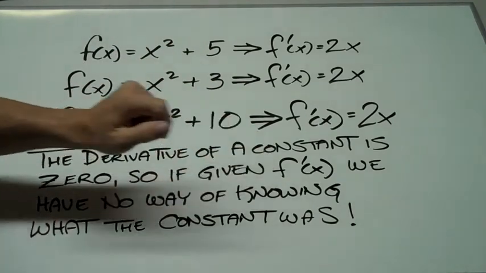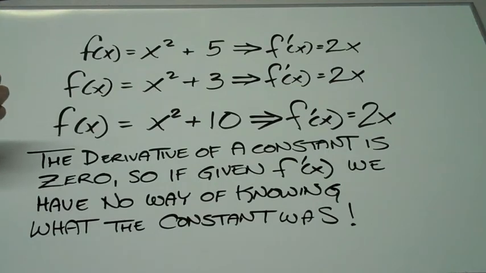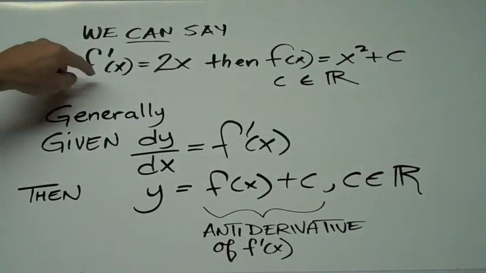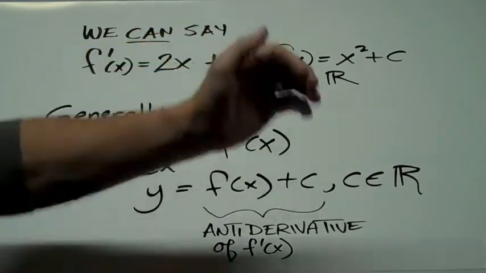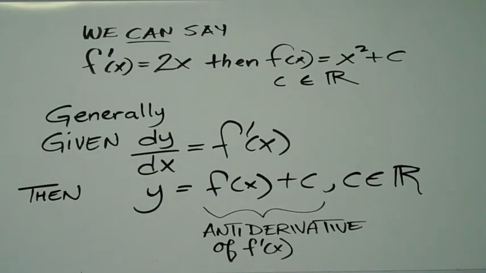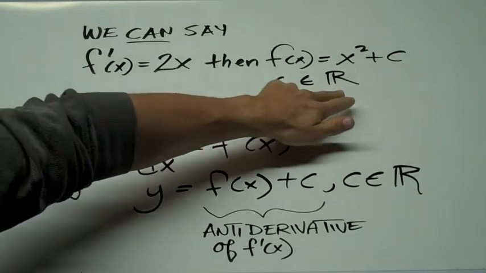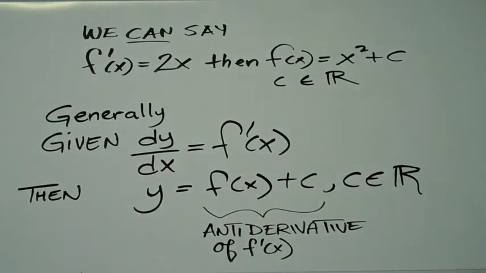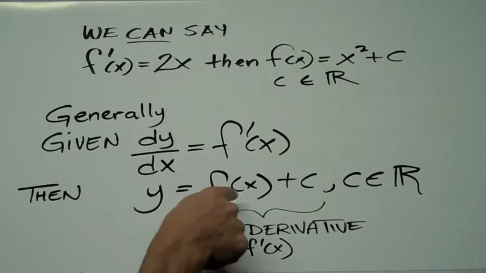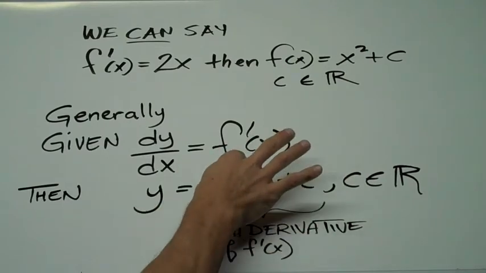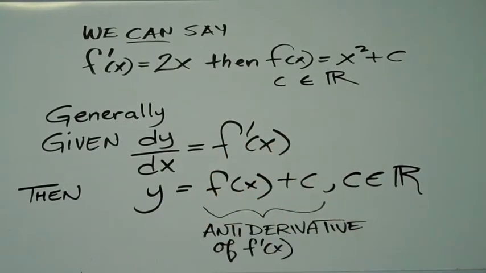So if we're given f'(x), we have no way of knowing what the constant was. We can say that if f'(x) is equal to 2x, then the original function f(x) must be x squared plus c, where c is an element of the real numbers. More generally, given dy/dx is some function f'(x), then the original function y must have equaled f(x) plus c. f'(x) went to the original function plus our constant, which we don't know.